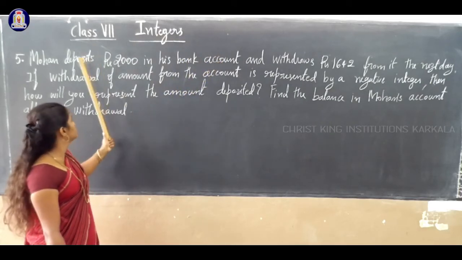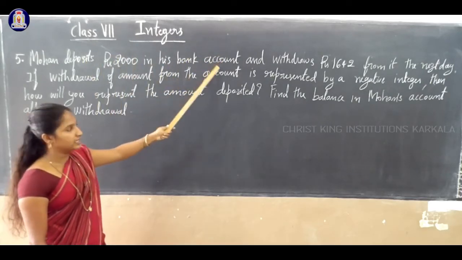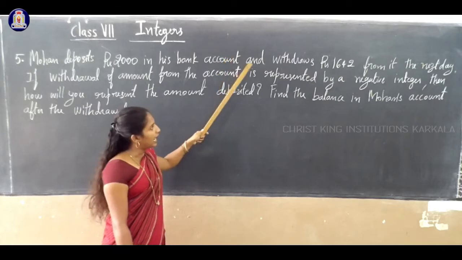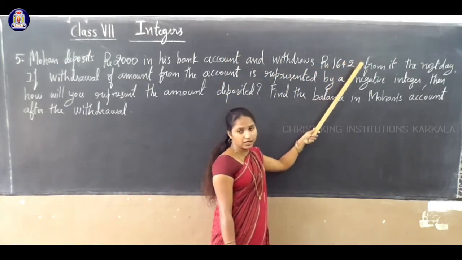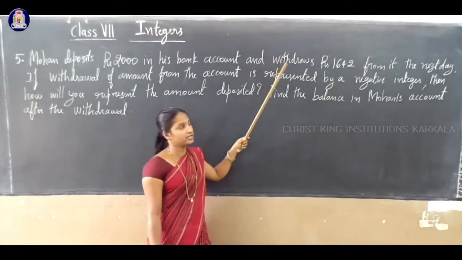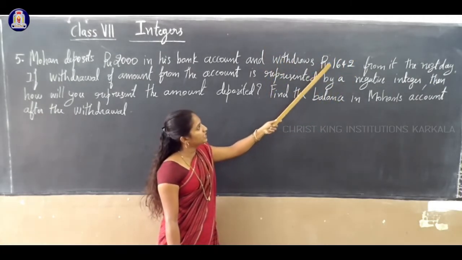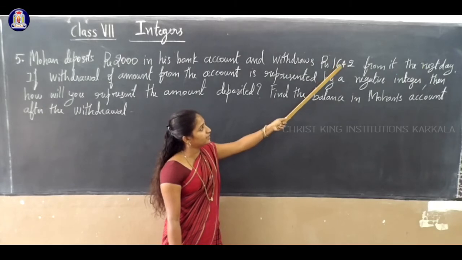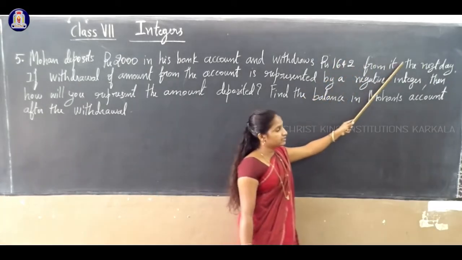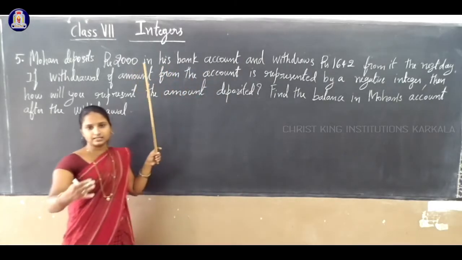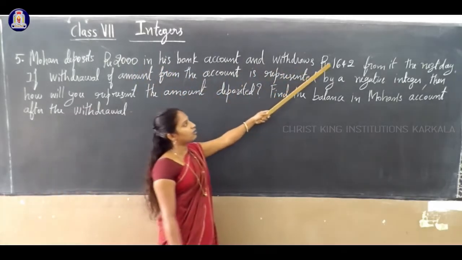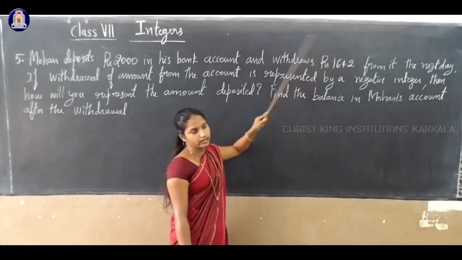So he deposited rupees 2000 in his bank account and withdraws rupees 1642. Then he will withdraw how much money? He will withdraw rupees 1642 from it the next day. First he deposited 2000 rupees. In the next day he withdraws rupees 1642. Clear?